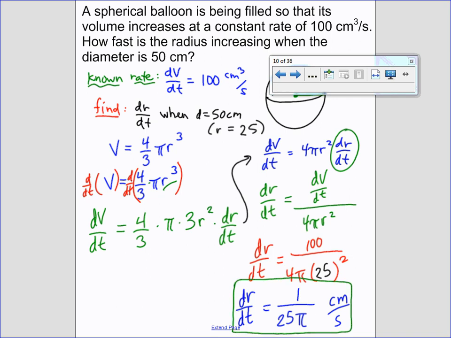Is the radius increasing or decreasing? It's increasing because it's positive. That makes sense. We're inflating the balloon. The radius is increasing. Is it increasing quickly or slowly? Slowly, and that makes sense too.